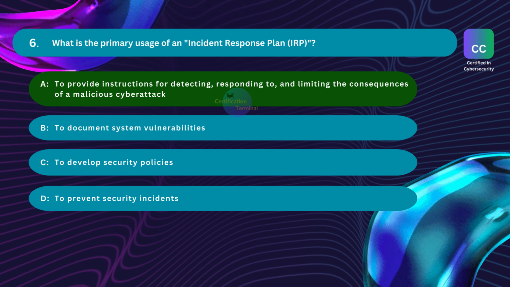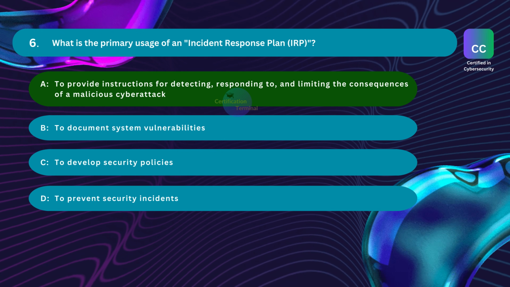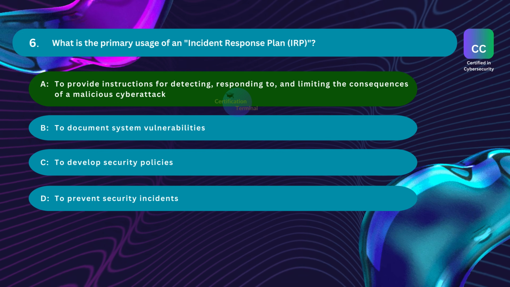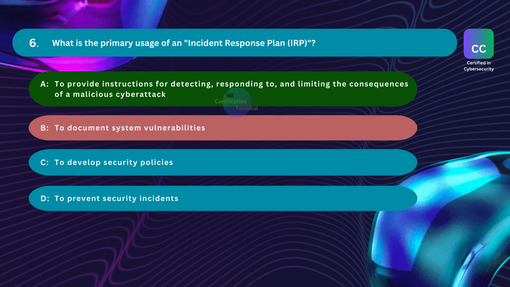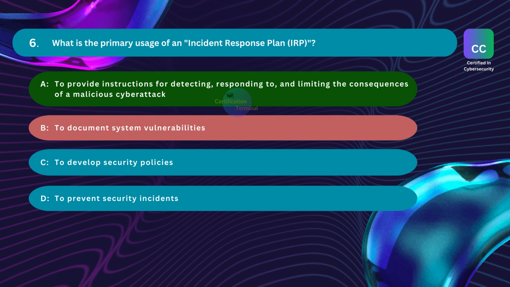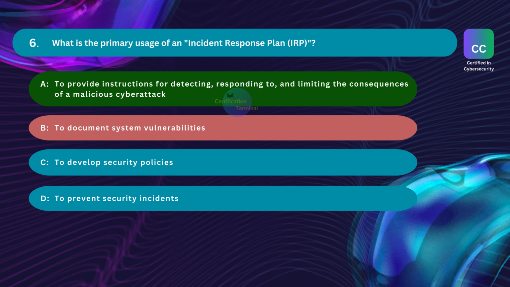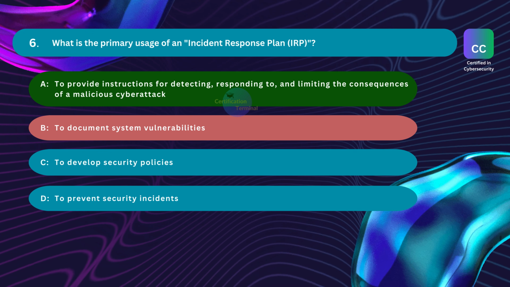The primary goal of an IRP is to minimize the impact of incidents, whether they're caused by cyber attacks, system failures, or other security breaches, by providing a systematic and organized approach to response and recovery. While documenting system vulnerabilities, Option B, is part of risk management, an IRP's primary focus is on response actions when incidents occur, not solely on identifying vulnerabilities.